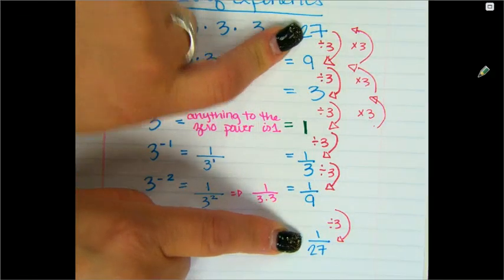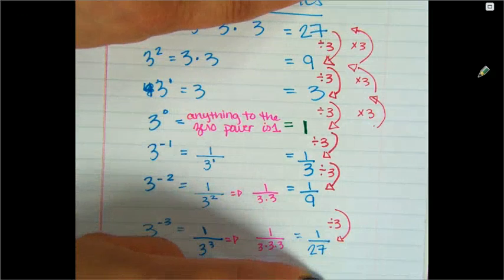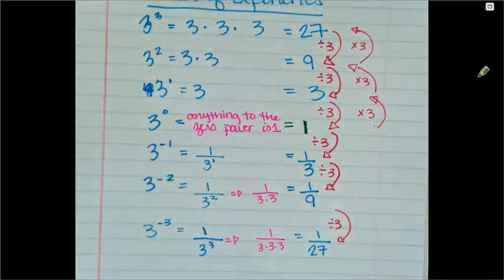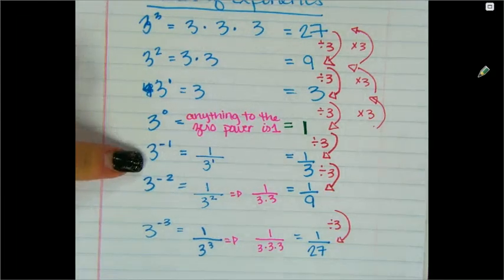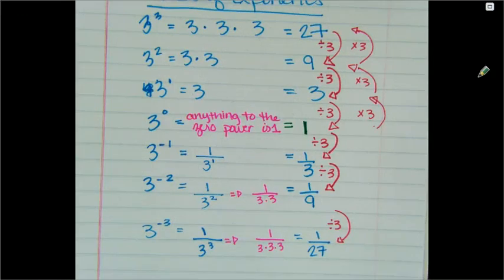You see what's happening? The next one's 81. The next one down here would be 1 over 81. You see what's happening? Every time you have the negative, what's it doing to your answer? It's making it a fraction. Okay? So if you have a whole number, and I have a negative exponent, it's making it a fraction. Did you hear me?